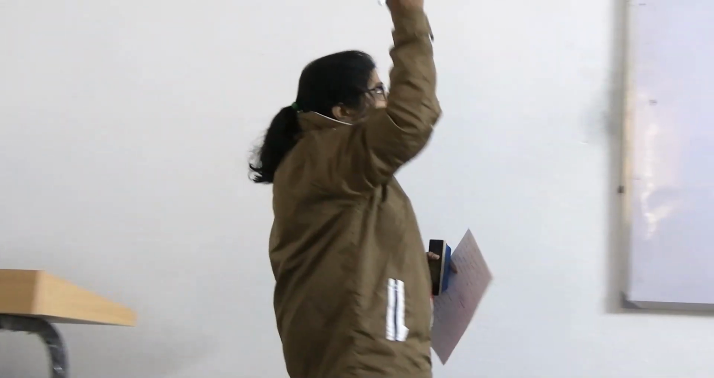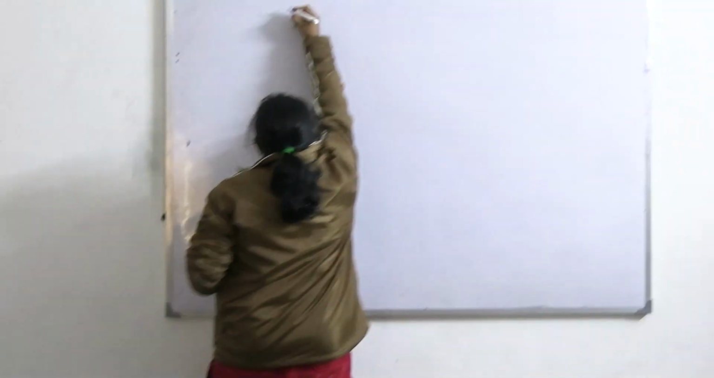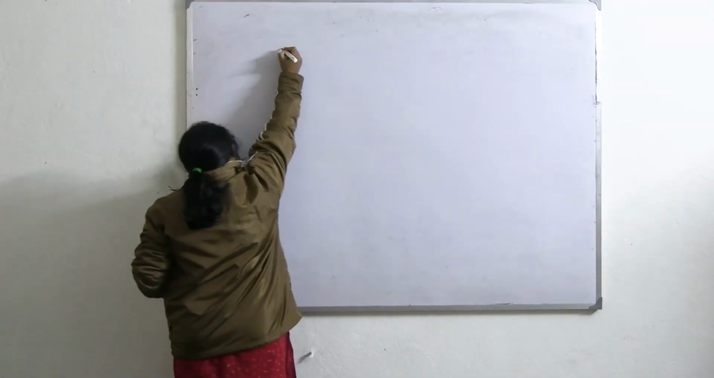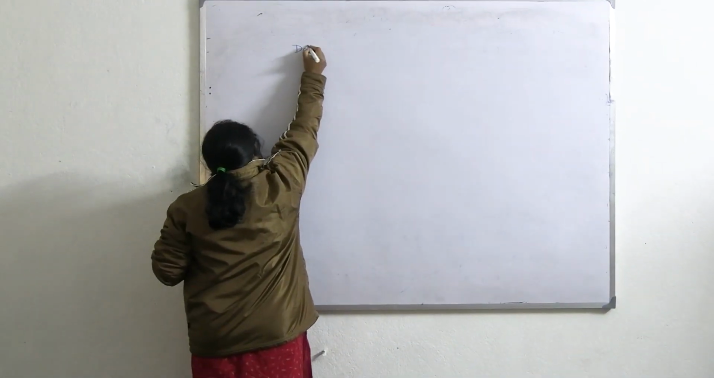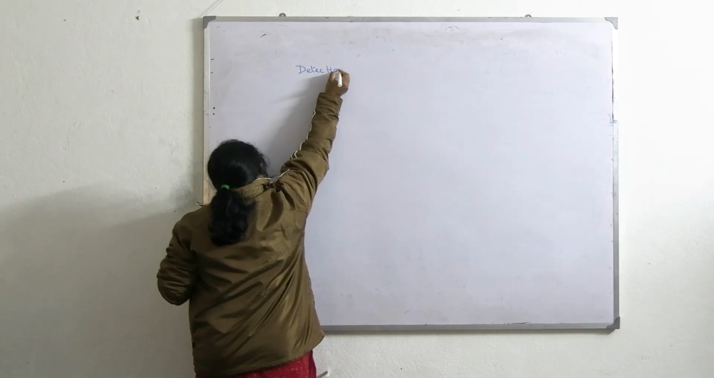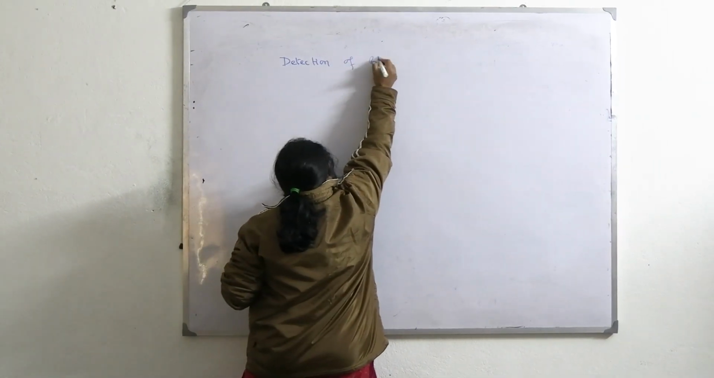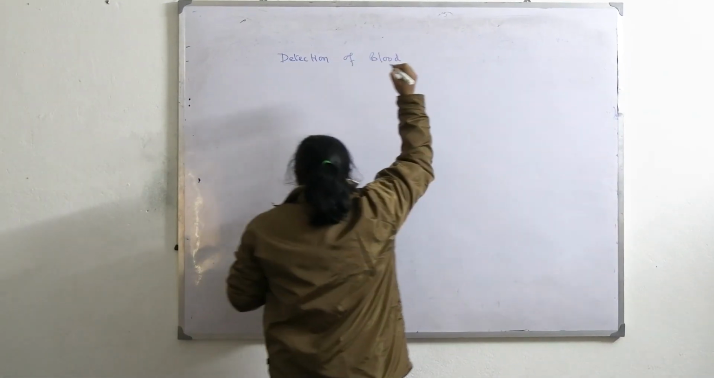The last one of the abnormal constituents of urine is blood. Okay, others you have already done: Benedict's, Rothera test, protein detection, bile salt and bile pigment. The remaining is the blood, detection of blood in urine. Okay, it is the last abnormal constituent, detection of blood in urine.